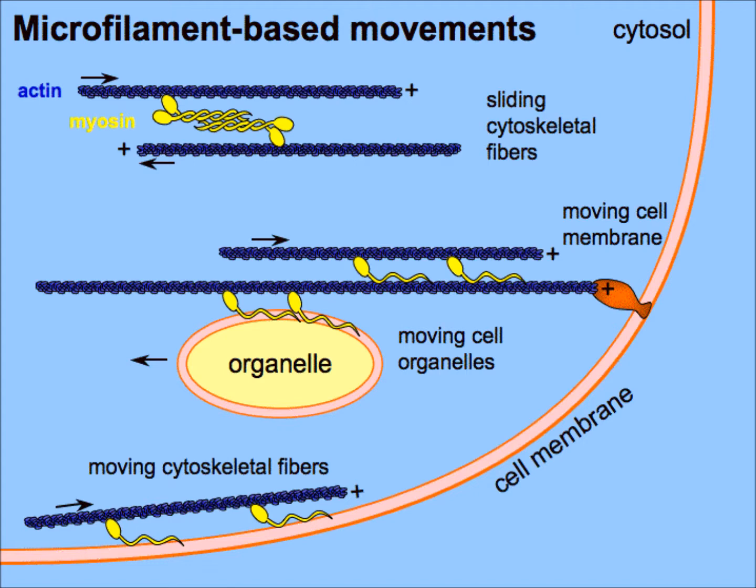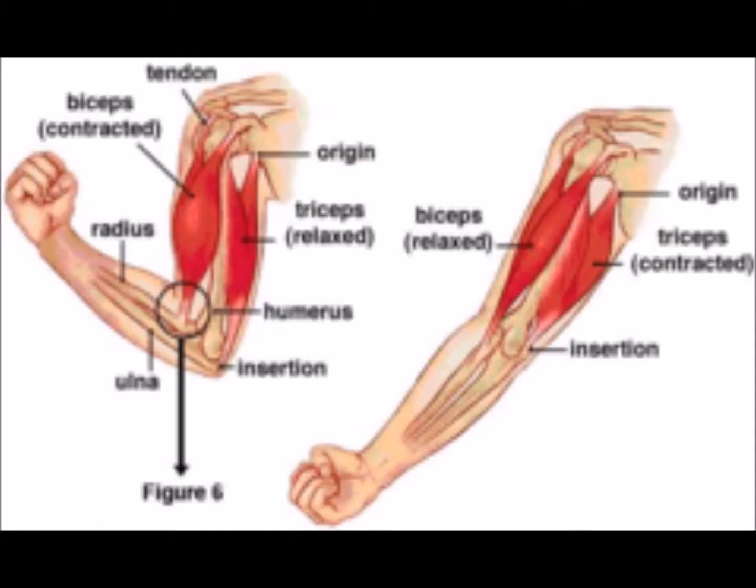and they control amoeboid movement. Your body is made up of antagonistic pairs, so basically there are two muscles that work against each other. For example, in your arm, you have biceps and triceps, and when the biceps contract, the triceps are going to relax, and vice versa. When the biceps relax, the triceps are going to contract.